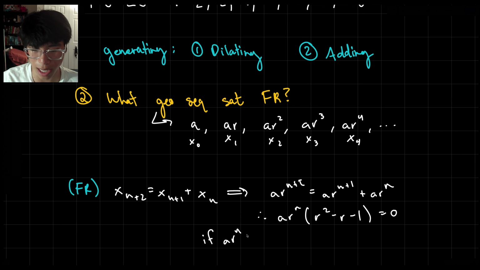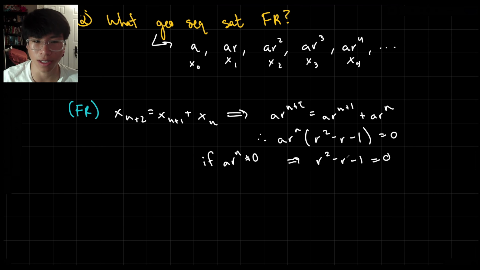Assuming that ar to the n is not equal to 0, we know that r squared minus r minus 1 is equal to 0. This gives us a quadratic equation for which if r satisfies, we know that that geometric sequence will satisfy the Fibonacci recurrence. So let's just use the quadratic formula and figure out what that is.